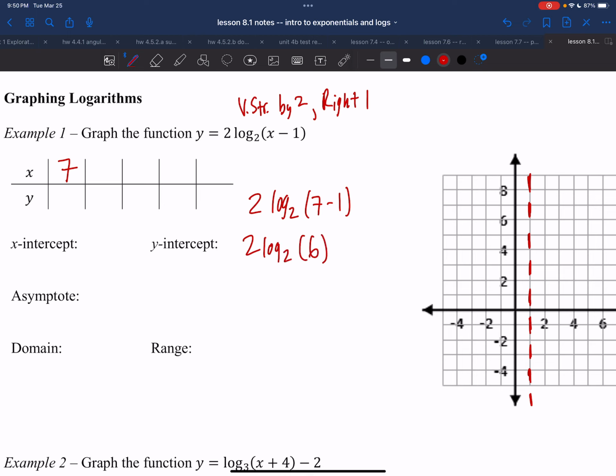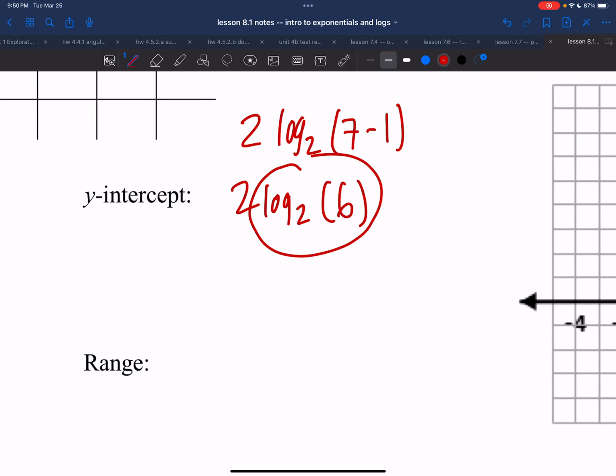Okay, well, here's the problem. I don't know what log base 2 of 6 is. You see, because what do logarithms tell you? They're saying, what power do you put on 2 to get 6, right? That's what it's asking. Log base 2 of 6 is what?